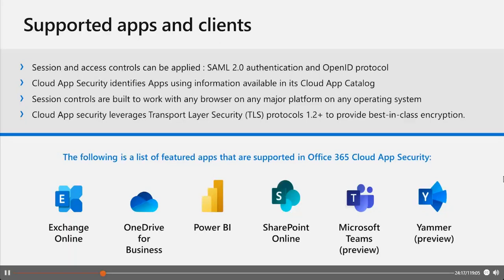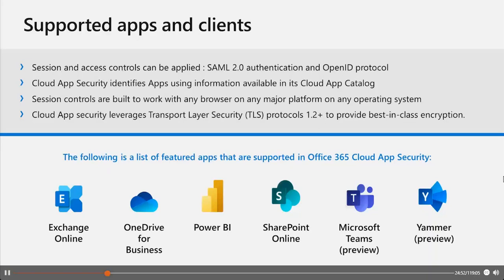Another side note is that Cloud App Security leverages the Transport Layer Security TLS protocol 1.2 plus to provide the best-in-class encryption mechanism. So native applications and browsers that do not support TLS 1.2 plus will not be accessible when configured with session control. However, SaaS apps that use TLS 1.1 or lower will appear in the browser as using TLS 1.2 plus when configured with Cloud App Security.